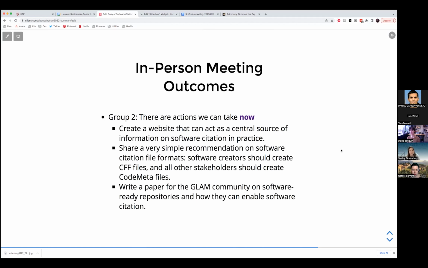The next group focused on the idea that although there are always a lot of reasons why making changes is hard, there are some actions we can take now without additional resources being needed. So this group focused on the idea that we could create a website that could act as a more centralized resource for information on software citation in practice. Right now there's a lot of theoretical work in software citation, work that goes into the motivations and how it's done and the challenges. But if you want a really simple answer of how do I do this, that's buried. So it could also be a place where we could share really simple recommendations about software citation formats. And we thought it would be good to write a paper specifically for the galleries, libraries, archives, and museums community on what it means to create a software-ready repository that can enable software citation.